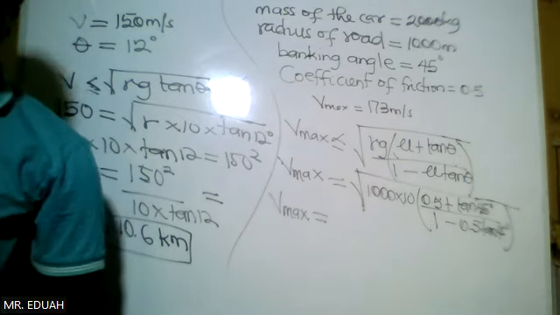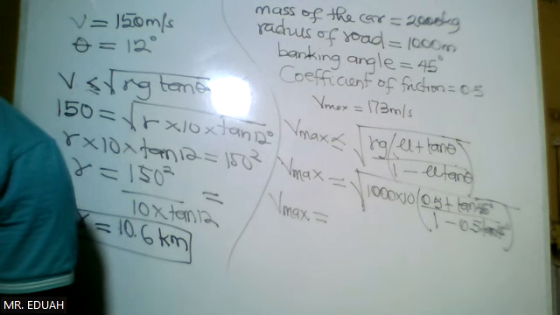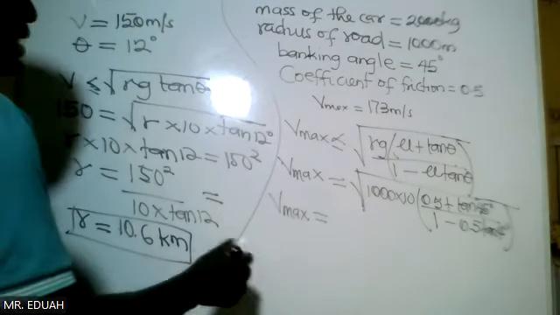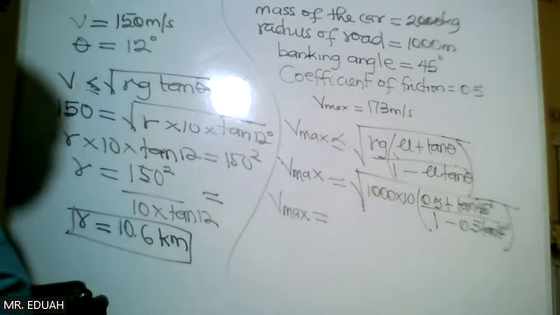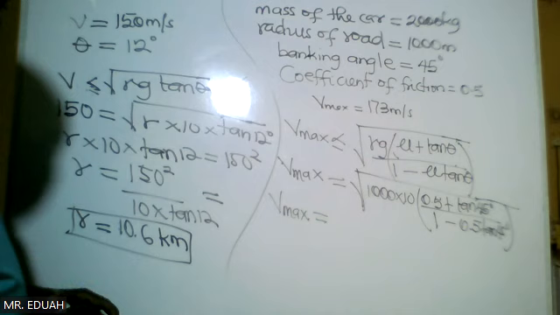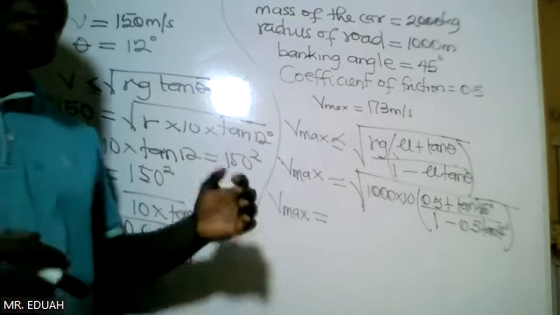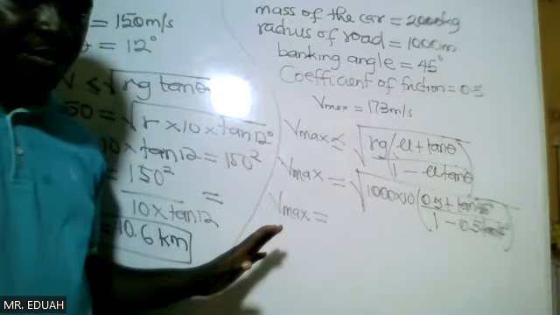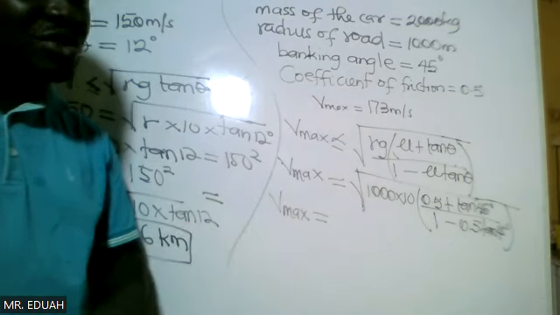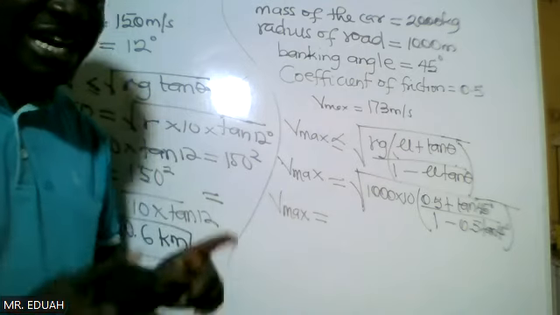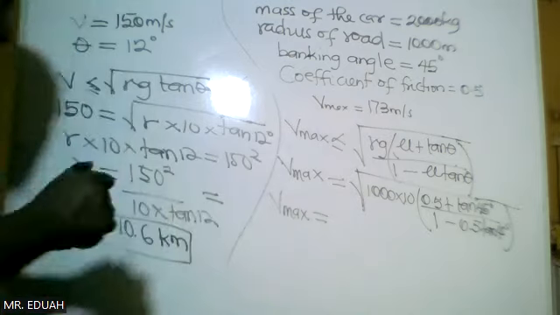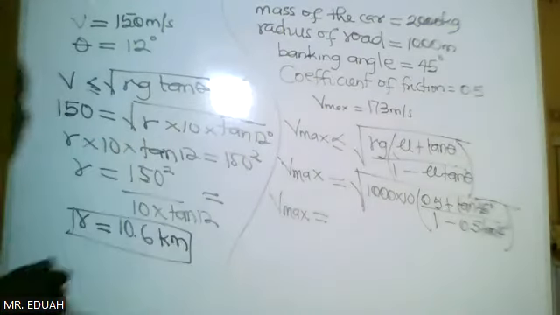Please, what if you are considering only friction on a horizontal road, not a banked road? Oh, if the road is not banked, then the centripetal force is equal to the frictional force. So over here, what keeps the car within the circular path is due to friction. It's due to friction when the road is not banked. When the road is banked and frictional force is nil, then this is an expression for the maximum velocity.